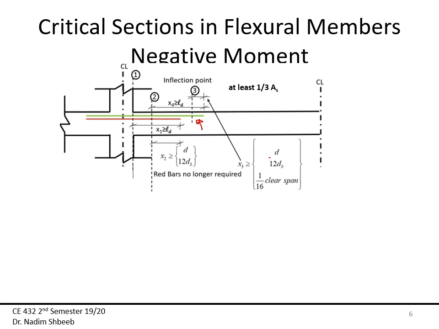a length of the larger of D, 12 dB or 1/16 the clear span. The clear span obviously is the distance from face to face of the column. So whichever is larger, that's the length that I'm going to need beyond section 3.